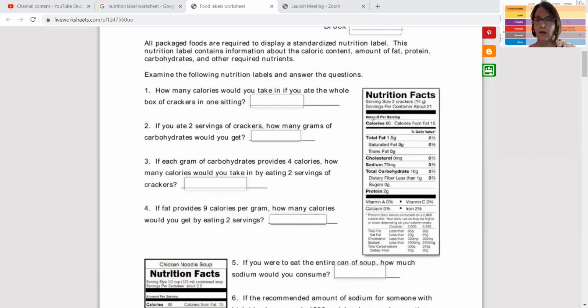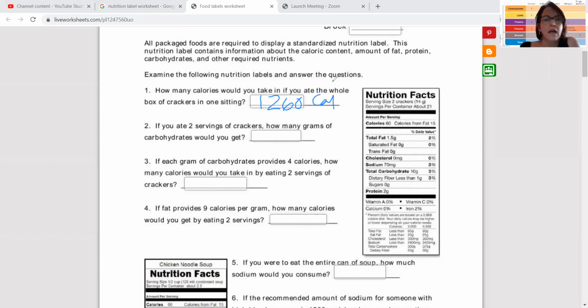Then it's telling you about the calories as a whole from this food item. And then it says 60 calories in one serving. So the whole box will be 60 calories times 21. So 60 calories times 21, it means you are eating 1,260 calories.